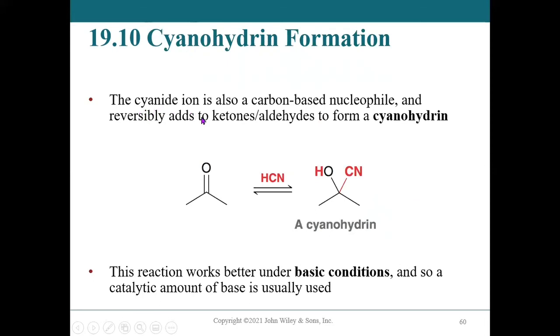The cyanide ion is also a carbon-based nucleophile, and reversibly adds to ketone or aldehyde to form the cyanohydrin. Cyanohydrin: this part of the structure has this C and then the C to N triple bond. Then on the same carbon has the CN group, but also has the OH group. This reaction works better under basic conditions, and so a catalytic amount of base is usually used.